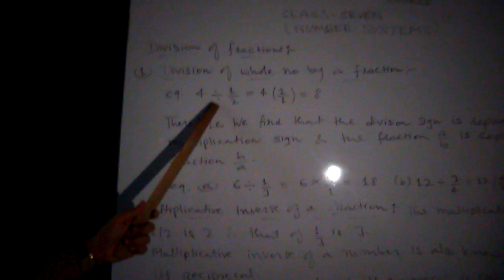Now come to the division of fractions. Division of a whole number by a fraction. Let us understand this through an example. We are dividing whole number 4 by half. Now see, in the next step, the division becomes multiplication and the half is replaced by the reciprocal of half.